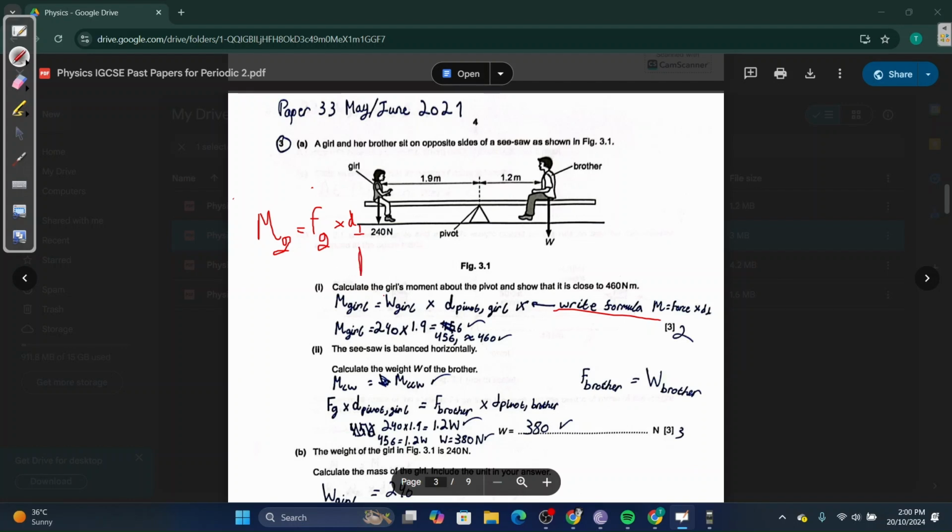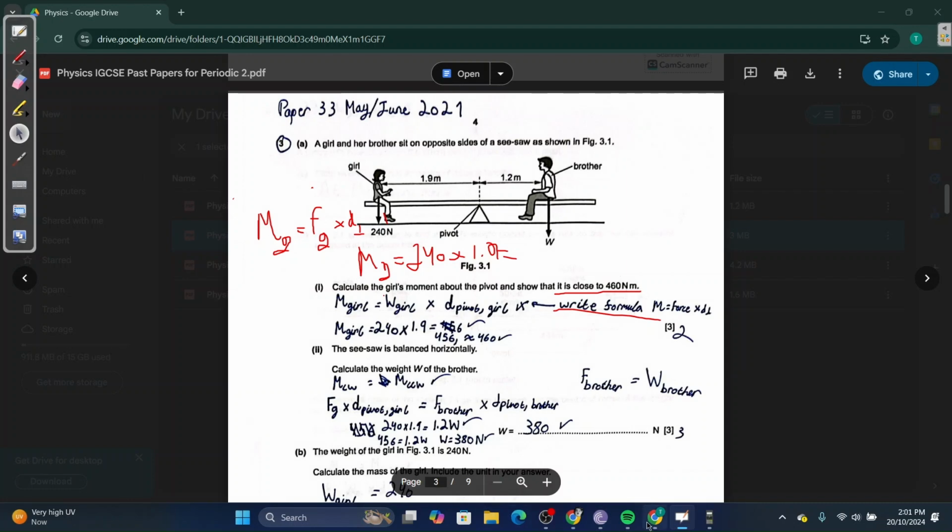So the moment of the girl is equal to the weight of the girl, which is given. The force of the girl, they told us the force, 240 newtons. So 240 newtons times the perpendicular distance, which is 1.9. And they want us to show that it is close to 460 newton meter, sorry.